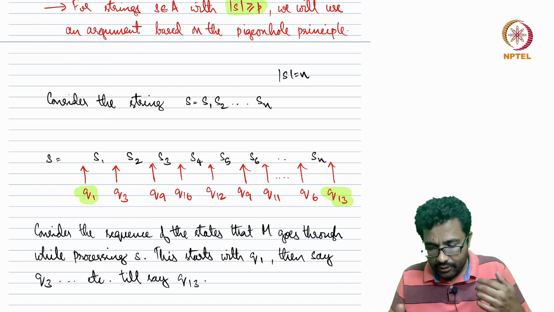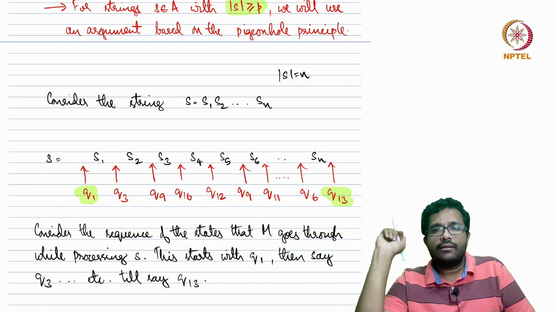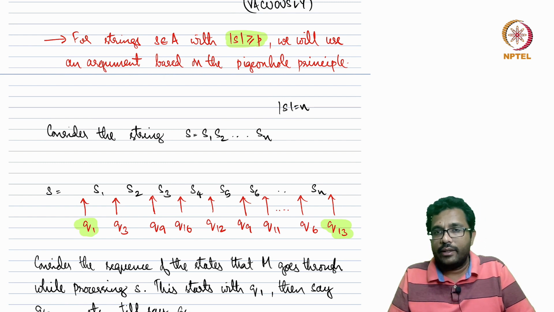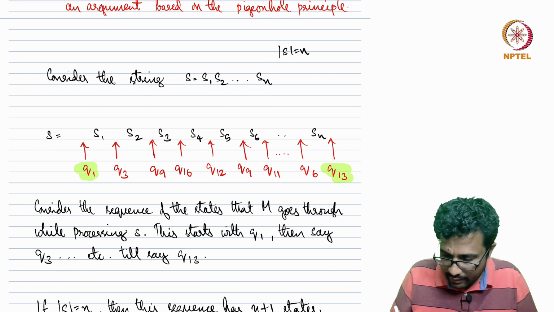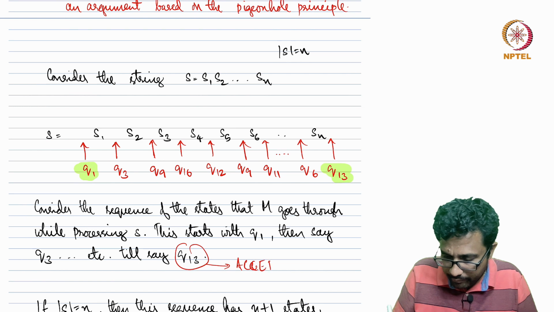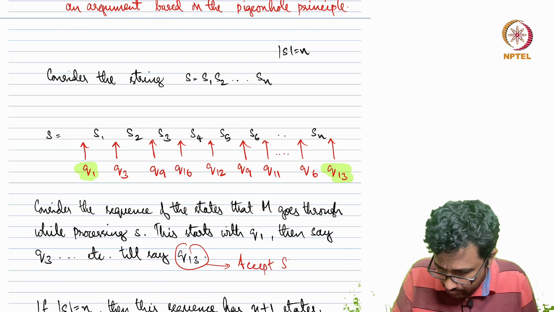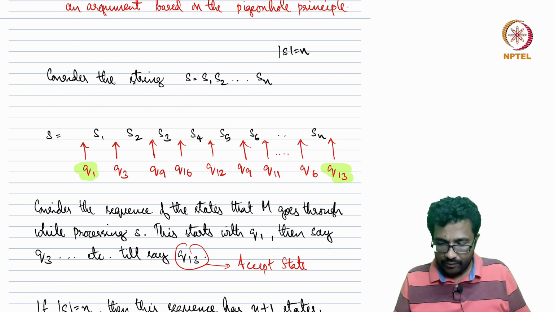So the first state has to be q1 because it's the starting state, and let's say it ends at some state, let's say q13. What do we know about q13? One point is that it is a string that we assume to be in the language. Which means the DFA will accept the string because it is in the language, and the DFA is for that language. So this has to be an accept state, because the string is in the language. So we know q1 is the starting state, we know q13 is one of the accept states, right?